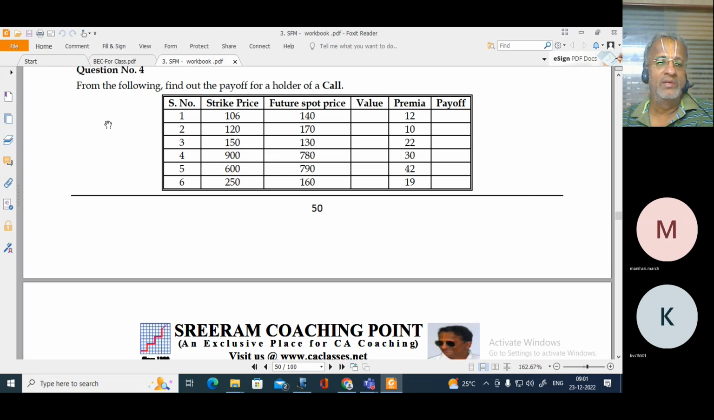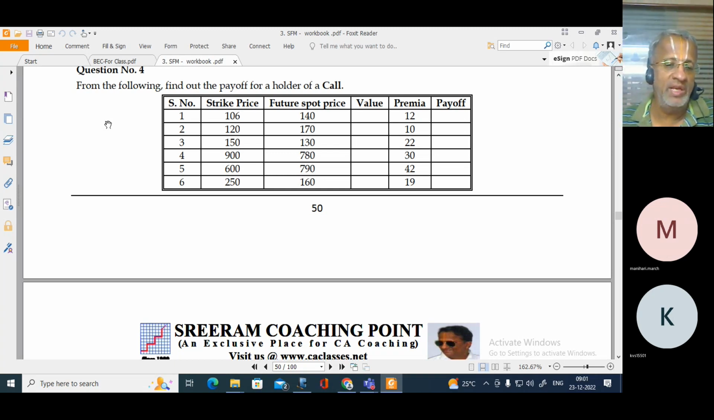Next one, item number 4, 907.80. There is a chance of no profit. Why is there no chance of profit? Because buying price is 900, selling price is 780, I will book only loss. So I will not exercise at all. So it is 0. 30 is the premium that I paid. Payoff will be minus 30.